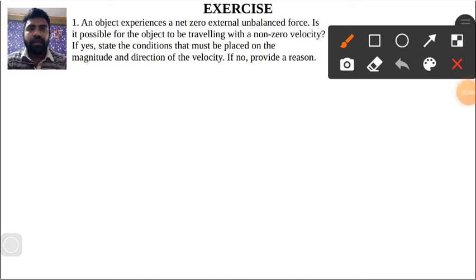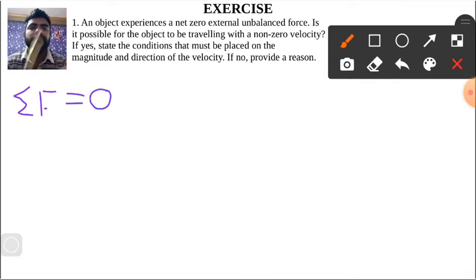Our question is, an object experiences a net zero external unbalanced force. Is it possible for the object to be traveling with a non-zero velocity? Net zero external force means that the sum of all forces, the net force, will be zero, right? So no net force is exerting on that object, and still, is it possible that the object is traveling with a non-zero velocity?